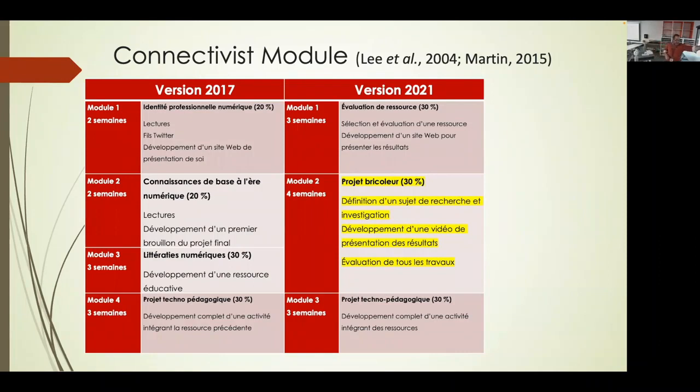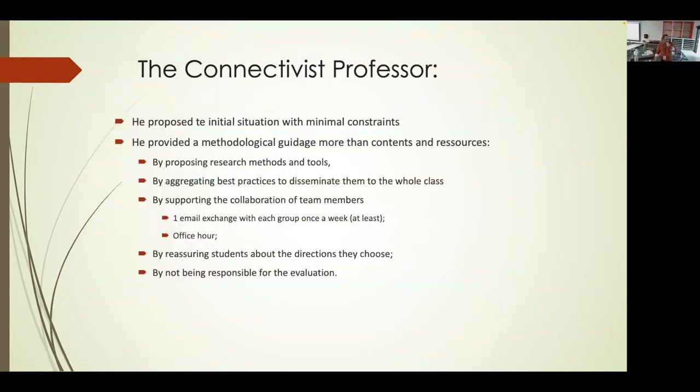In the new module, which is called a maker project, they had to work in teams. They had to define a research topic. They had to develop a 10-minute video about this topic to present to the others, and they had to assess their video and the videos of the others. That's all, no more, you know? So that's what we did.